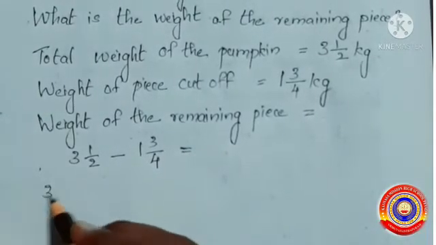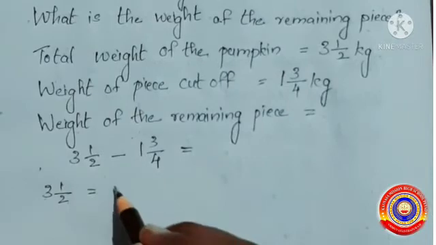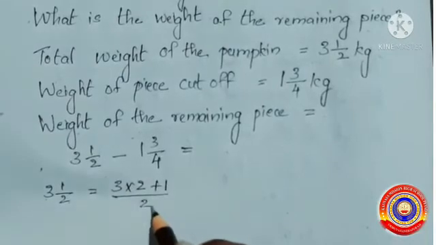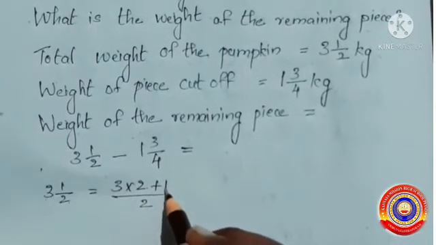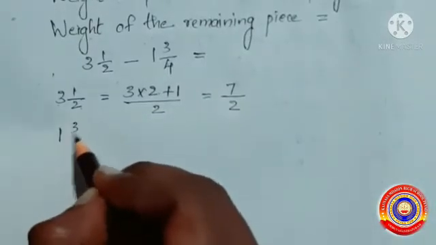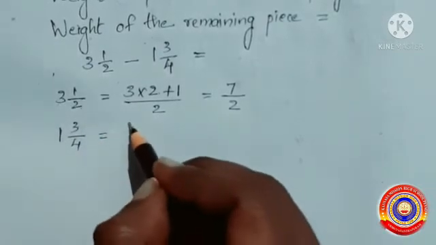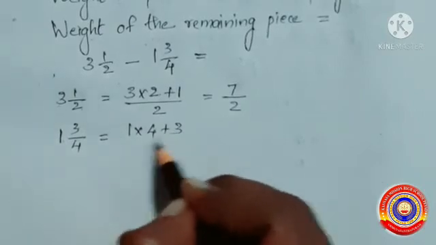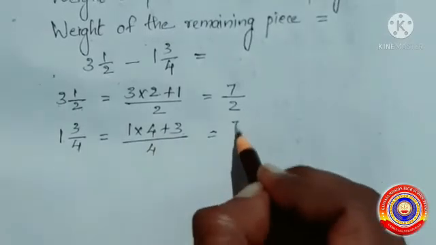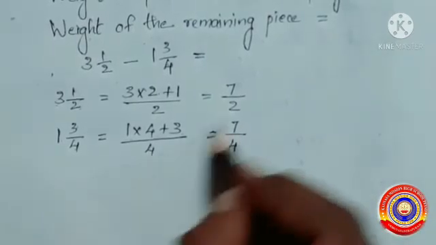Then, 3 and 1 by 2 is equal to 3 into 2 plus 1 by 2. 3 into 2 equals 6 plus 1, 7 by 2. Then 1 and 3 by 4 is equal to 1 into 4 plus 3 by 4. 1 into 4 equals 4 plus 3, 7 by 4. Now we have to subtract 7 by 4 from 7 by 2.